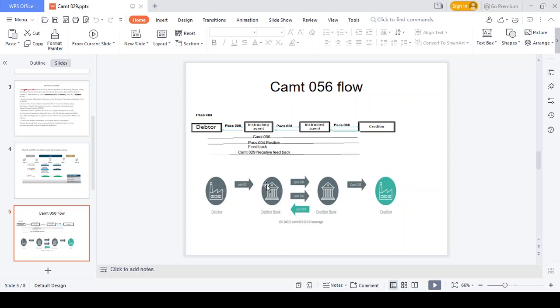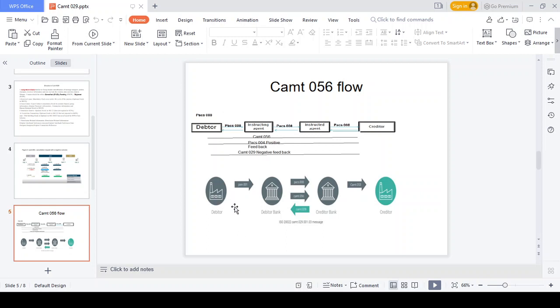After it goes to the instructing agent, instructed agent. In case the fund is between the instructing agent and instructed agent, the recall should happen very easily. You get this pay again, the amount should be repaid to the debtor, and you get the positive response of PACS.004.